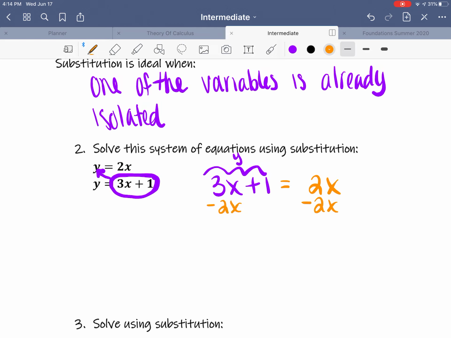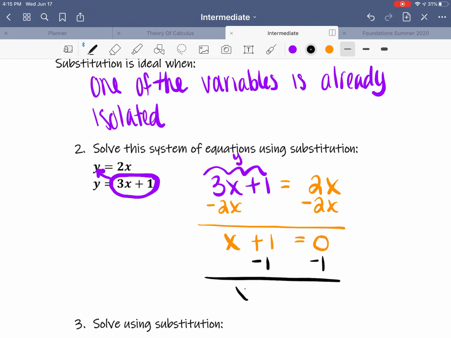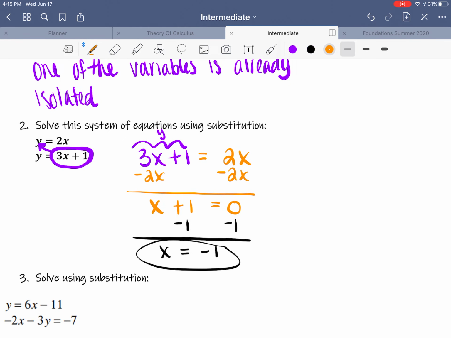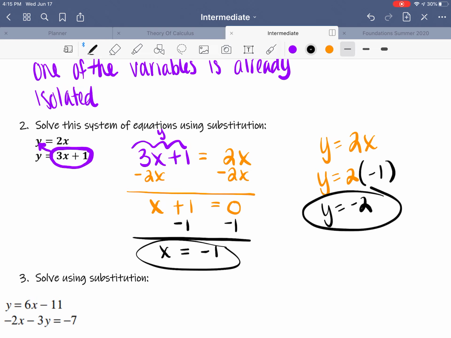So I'm going to minus 2x. We get 1x plus 1 equals 0. Then we're going to subtract 1 to move it away. And we get x equals negative 1. I am not finished. I have found the x coordinate of my point. So now I'm going to take that and plug it into either equation. It does not matter. I'm just going to use the first one. And there's the y coordinate.